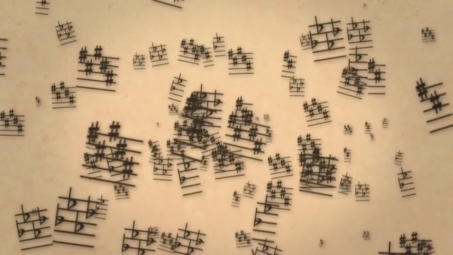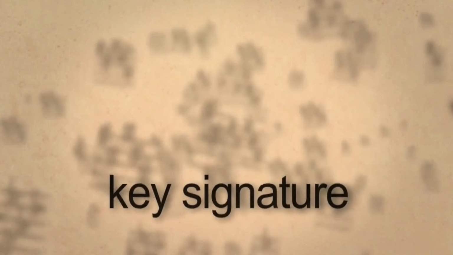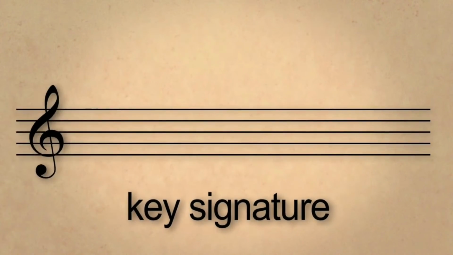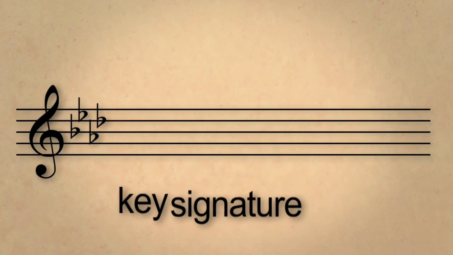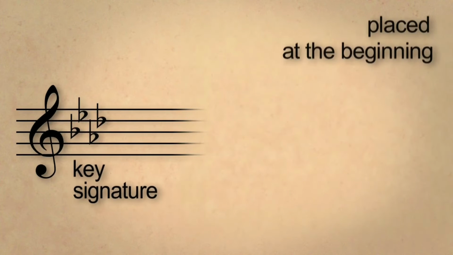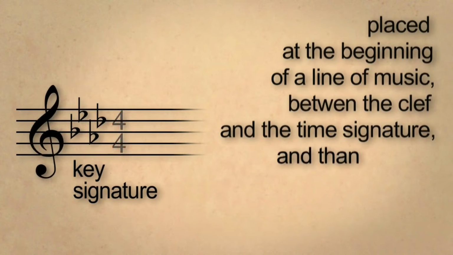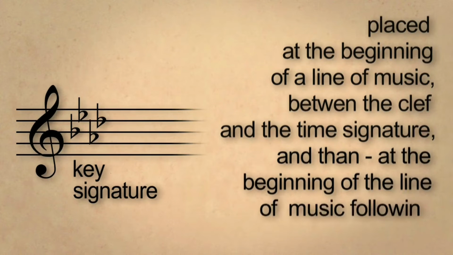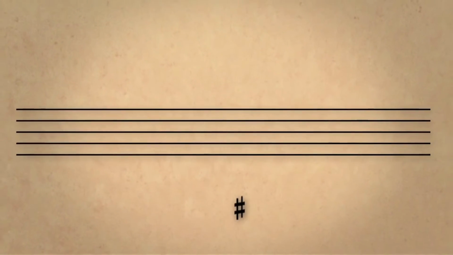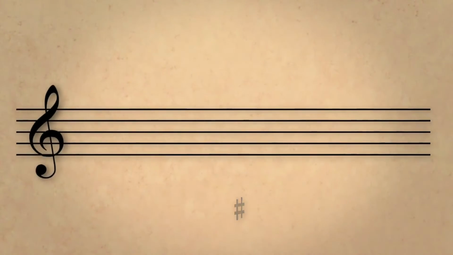The second exception is what is called a key signature. A key signature is a sharp or a flat, or multiple sharps or multiple flats that are placed at the beginning of a line of music between the clef and the time signature, and then at the beginning of the line of music following. For an example, let's add one sharp to the key signature. First the staff, then a clef, let's use the treble clef, then a single sharp, and then the time signature.